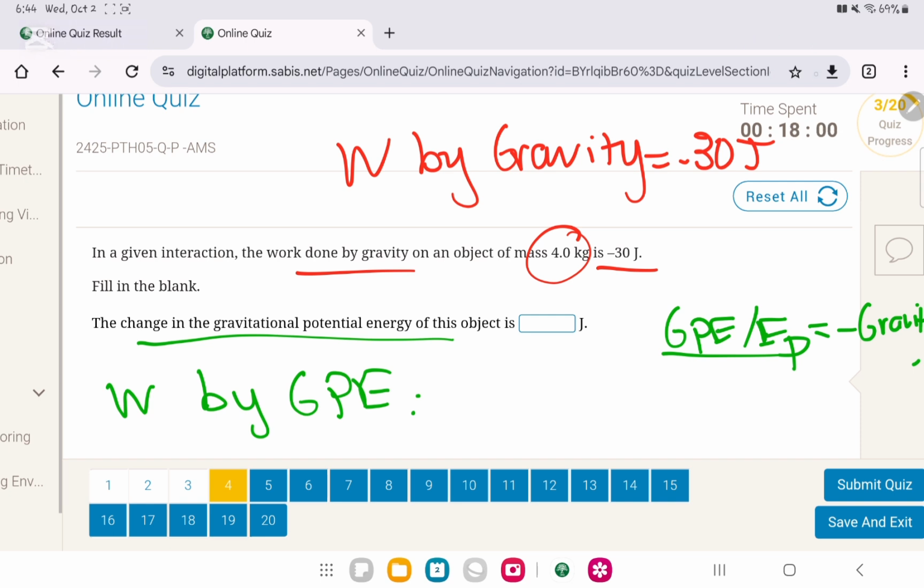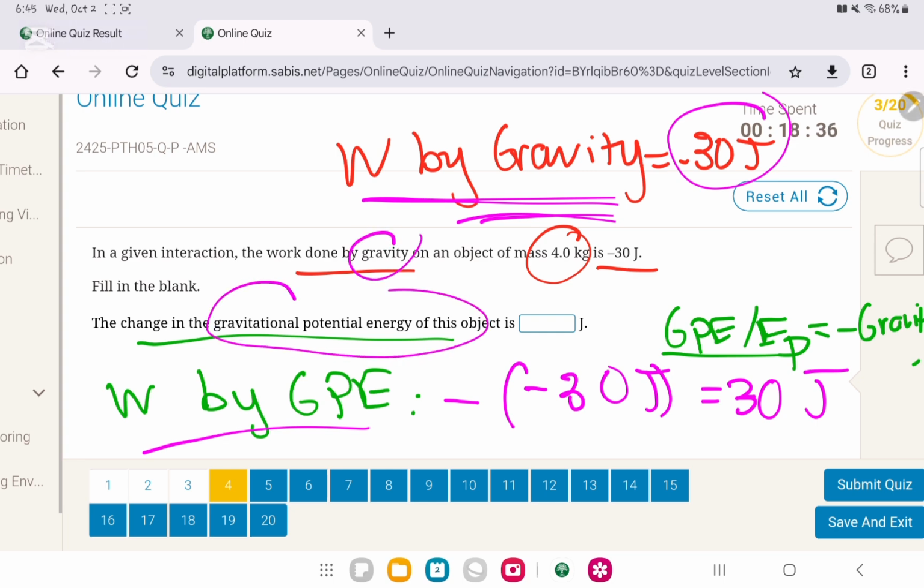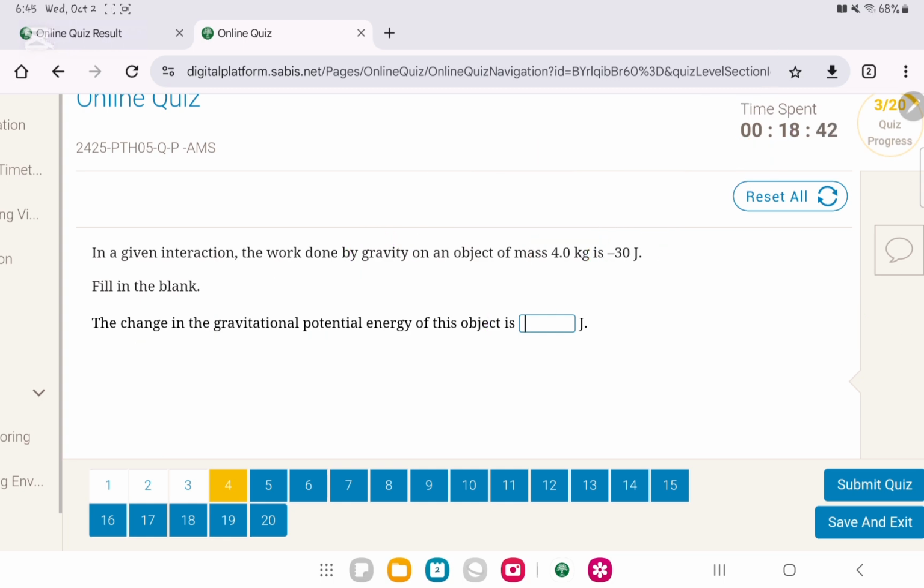So if here our work is negative 30 joules, okay, it's done by gravity, by the way, we're going to replace it. We're going to say the work done by GPE is equal to minus the work done by gravity. What's the work done by gravity? Minus 30. So the work done by GPE is equal to minus the minus 30 joules, which is then 30 joules. So very simply, just take the opposite number if you don't want to do this long process. Just see if the given interaction, work done by gravity, and they're asking for gravitational potential energy work, then take the opposite of the work they gave you. So here they give us minus 30 joules, take the opposite, which is then 30 joules.